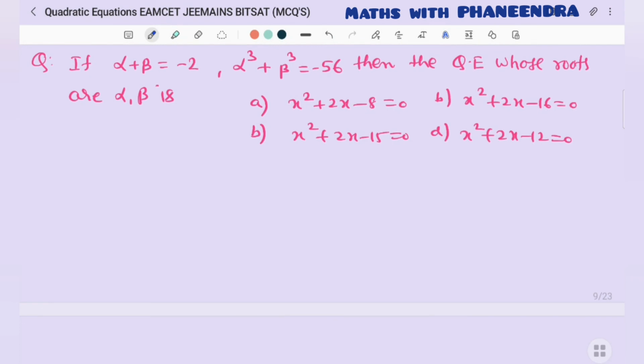Yeah, in this, alpha plus beta is equal to minus 2, no? So first option verification can go from this. Why? Because alpha plus beta is there, no?